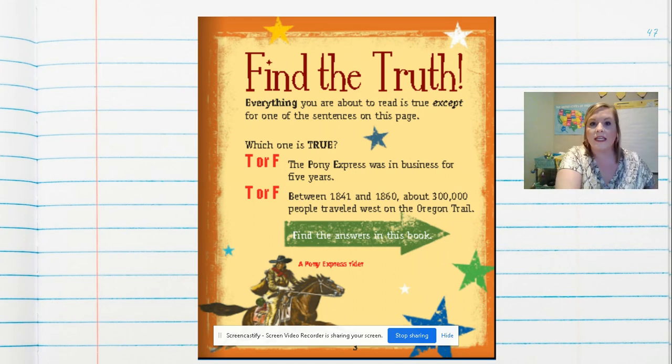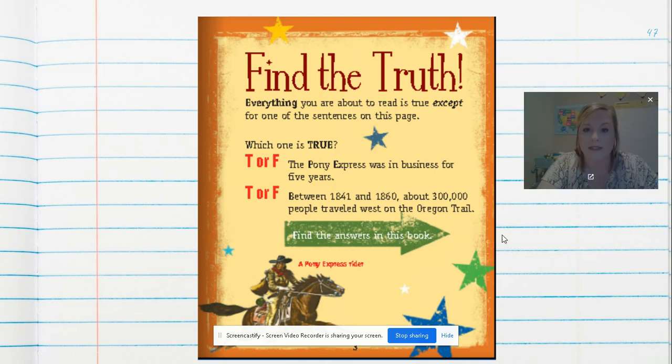The first question says, everything you're about to read is true except for one of the sentences on this page. So that means you're going to have one answer that's true and one answer that's false. It says, which one is true? The first one is, the Pony Express was in business for 5 years. And the second one is, between 1841 and 1860, about 300,000 people traveled west on the Oregon Trail. We're going to find the answers in this book, so make sure you keep those close for when we finish this unit and we figure out which one was true and which one was false.